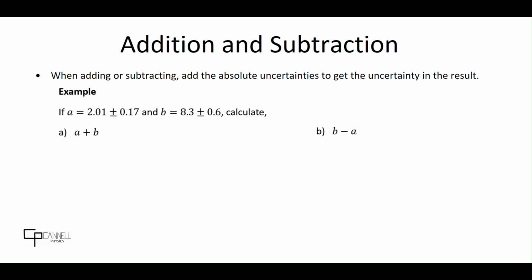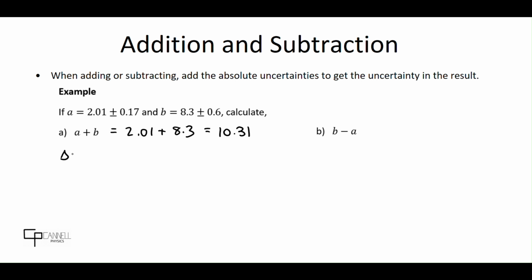Introducing the first propagation rule for uncertainties. When adding or subtracting, add the absolute uncertainties to get the uncertainty in the result. So what does this look like? Well, let's try these examples. If A equals 2.01 plus or minus 0.17 and B equals 8.3 plus or minus 0.6, we can calculate A plus B with its uncertainty. First let's just find A plus B, and this is going to be 2.01 plus 8.3, and that's just going to give us 10.31.